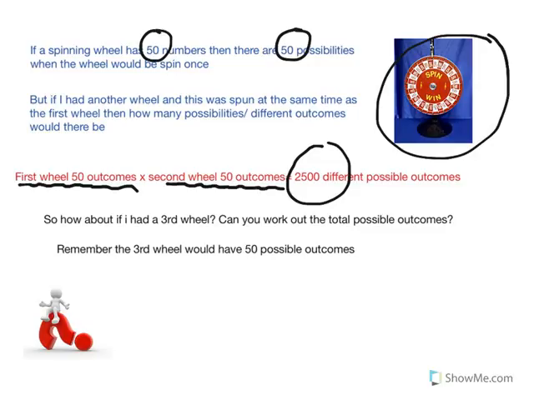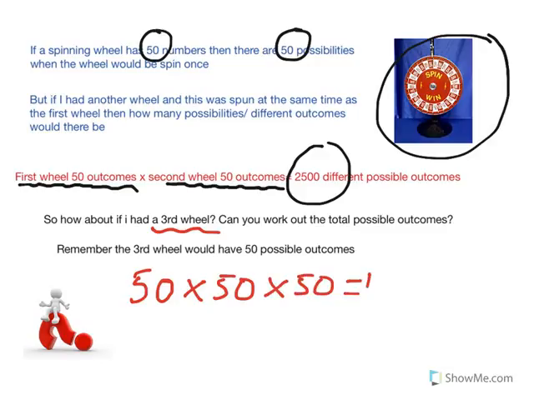Let's say you've got a third wheel here and you wanted to spin that at exactly the same time as the first wheel and the second wheel. So you wanted the first wheel to land on a 1, second wheel to land on a 5, and the third wheel to land on a 12. What are your possible outcomes? The way to work it out is 50 multiplied by 50 for the second wheel, multiplied by 50 for the third wheel. And that would be 125,000 total possible outcomes.